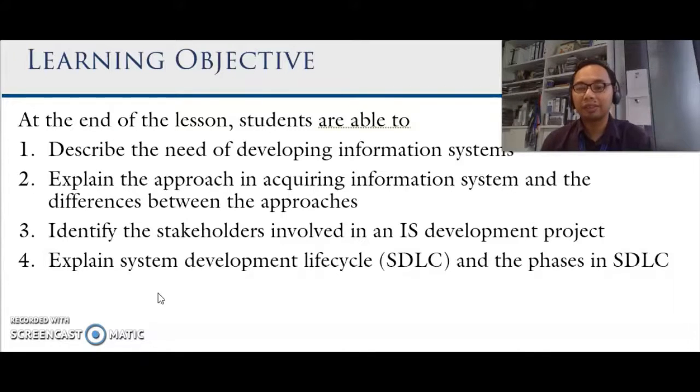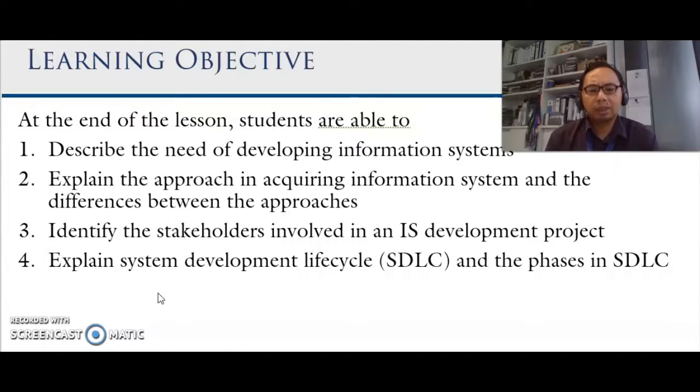So because of that reason, there is a need for the organization to develop information systems. There are also reasons that are more external, for example, increasing competition from competitors, new laws and regulations from the government that require organizations to update or develop new information systems.